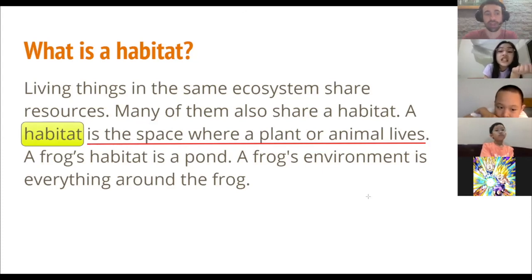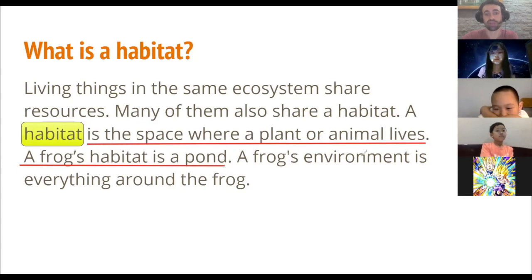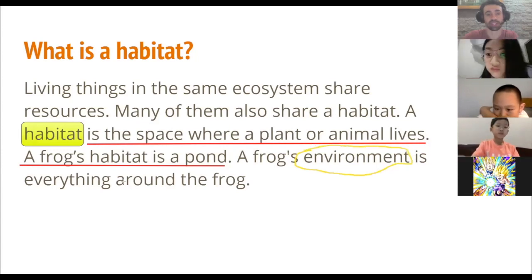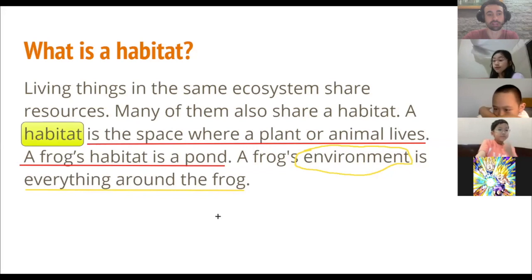Okay, so a frog lives at a pond. But remember, our other key vocab word is an environment. Here, let me draw that in a different color. Just remember, an environment is a different word. And this is everything that surrounds the frog, everything around the frog.